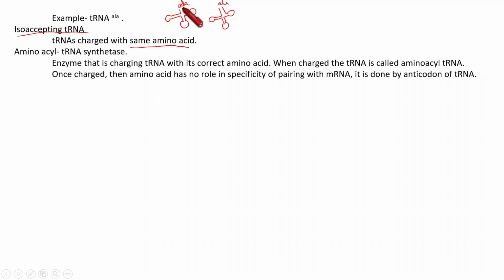Then to load this amino acid onto the tRNA, it requires the help of an enzyme. What's the name of that enzyme? Aminoacyl tRNA synthetase. This is the enzyme that correctly loads the correct amino acid onto the tRNA. When this amino acid is loaded onto the tRNA, the amino acid itself doesn't have any role in getting correctly added against the codon in the mRNA.